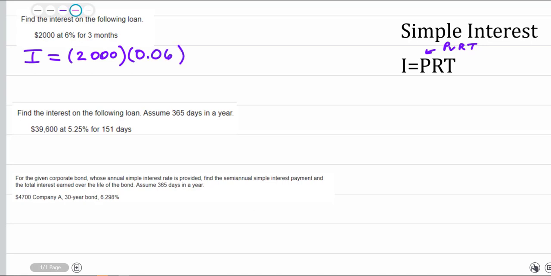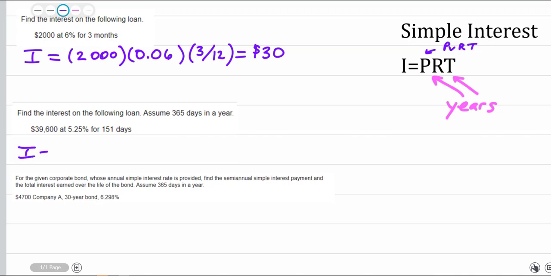Now, one thing you have to remember about both the rate and the time is these should be in the format of years. So if you're looking at months, 3 months, it would be 3 out of 12 months, so 3 over 12. And if you multiply that all out, you should get $30, hopefully. All right, so the next one works the same way.